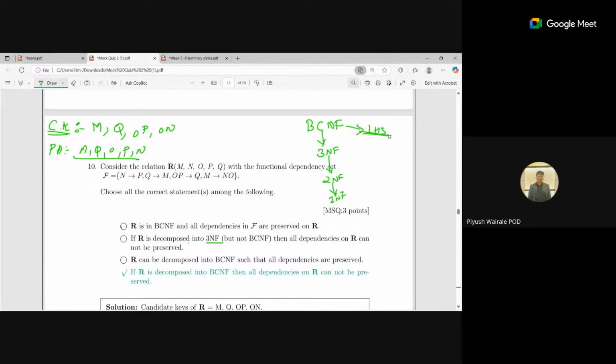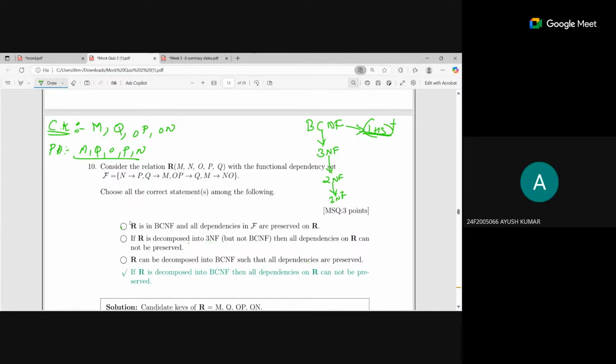Now check for BCNF. Left hand side must be a key for all the FDs. So is N a key? No. Q is a key? Yes. OP is a key? Yes. M is a key? Yes. So these three are fine. What about N determines P? This is violating my BCNF condition. It means R is not in BCNF. Now, can we decompose this R to BCNF and then check whether it is dependency preserved or cannot be preserved? That is what we need to check. It is in 3NF, we already know.